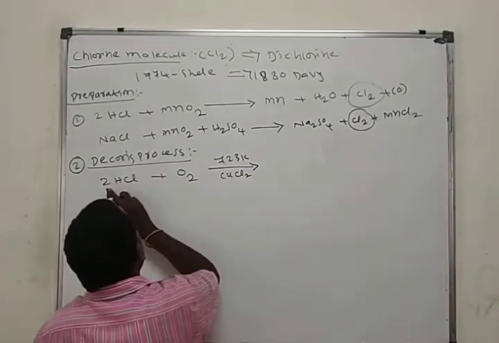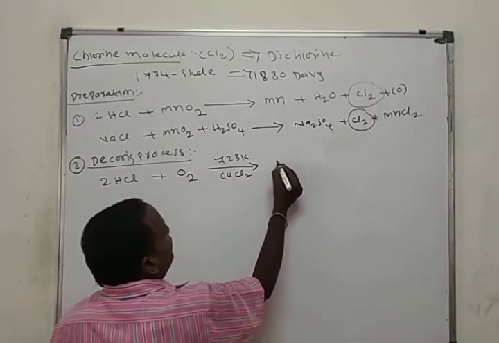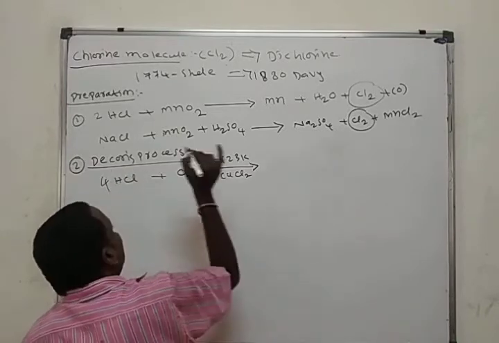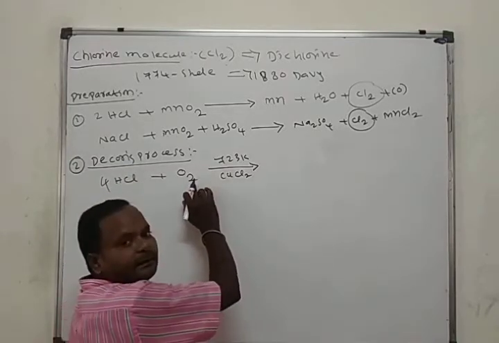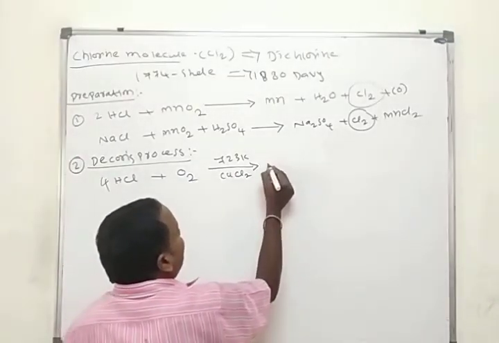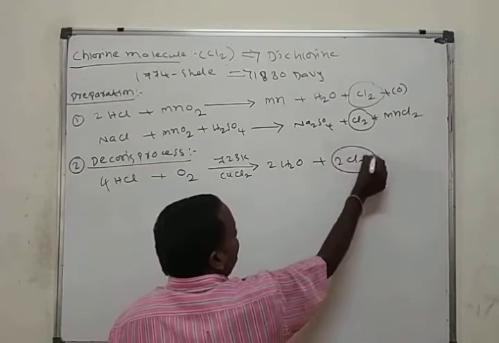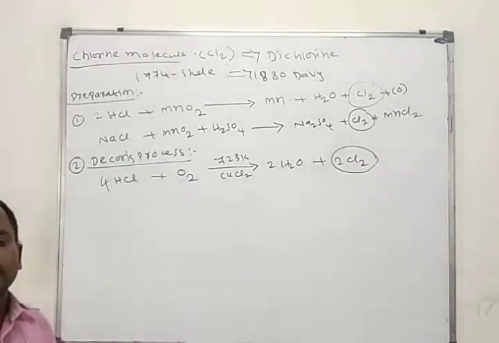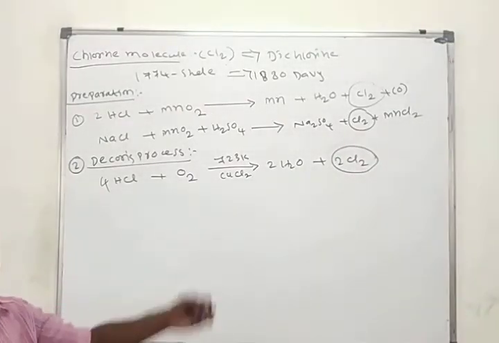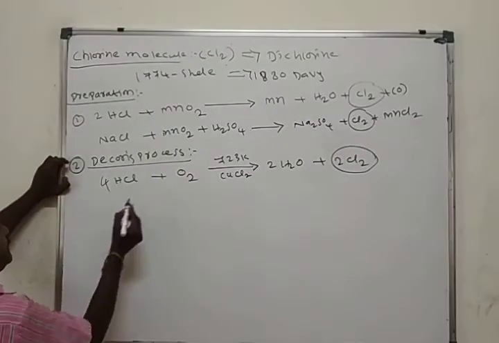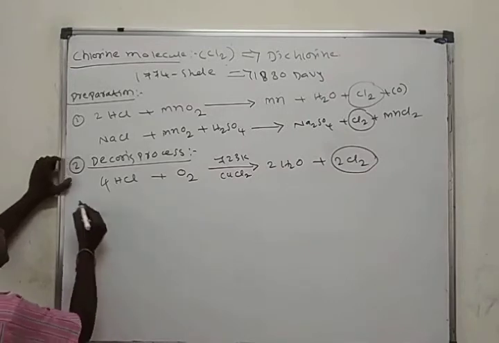What happens? Suppose I take 4 moles of hydrochloric acid. It reacts with oxygen, and we get 2 moles of water and 2 moles of chlorine molecule. This is the Deacon process. It is a manufacturing method.